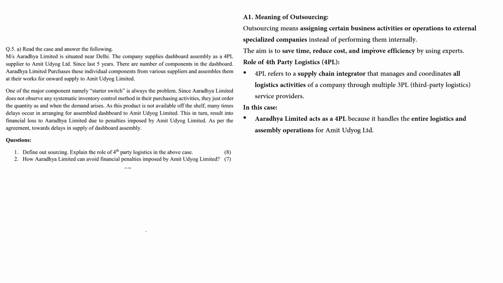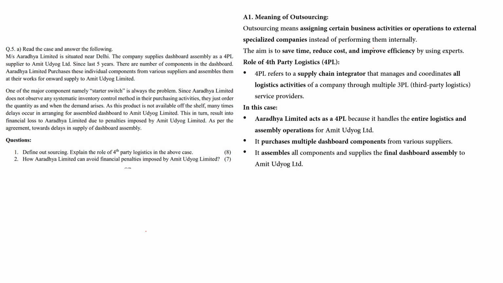So Aradhya Limited acts as a 4PL because it handles the entire logistic and assembly operation for Amit Udyog Limited. Number 1, it purchases multiple dashboard components from various suppliers. It assembles all the components and supplies a final dashboard assembly to Amit Udyog. That's all from the first paragraph. The 4PL ensures integration of suppliers, manufacturer and transporter in a smooth flow. So this is the common answer under the role of 4PL.